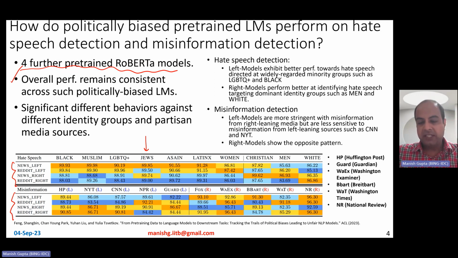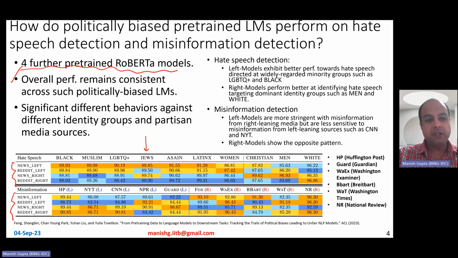So all of those results I've not shown them on this slide, but their observation is that overall, if you look at hate speech detection and misinformation detection accuracies, they do not change much across the original Roberta model or politically biased models, which is essentially good news. However, if you look at specific behaviors for specific subclasses, then you do observe significantly different behaviors.